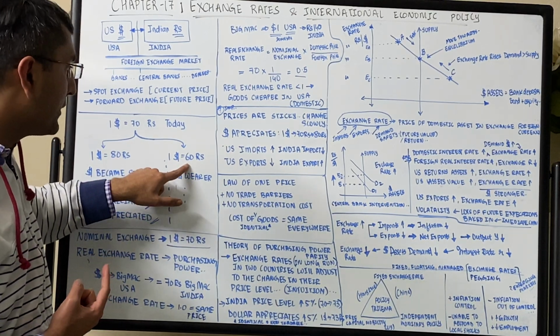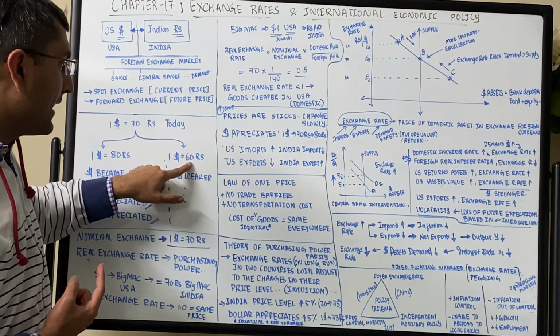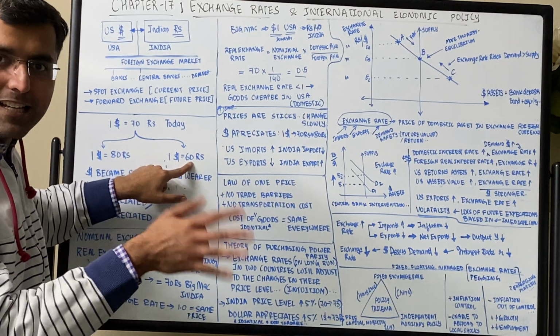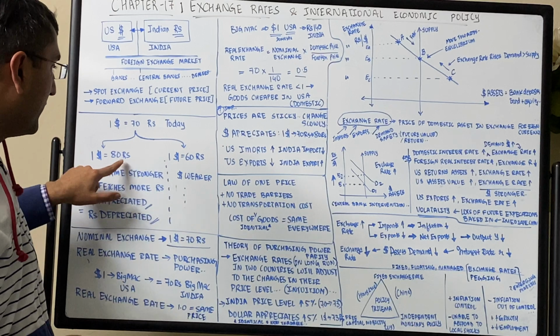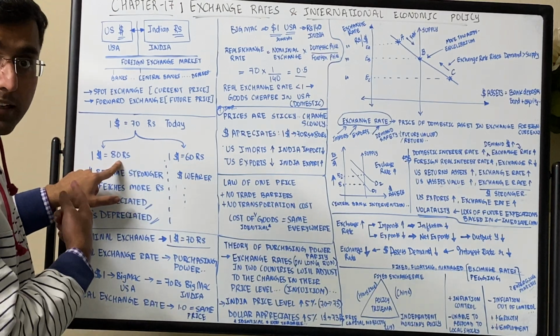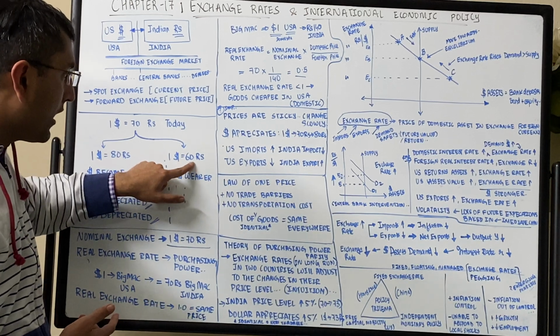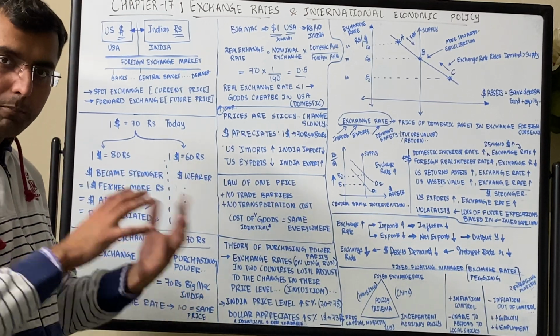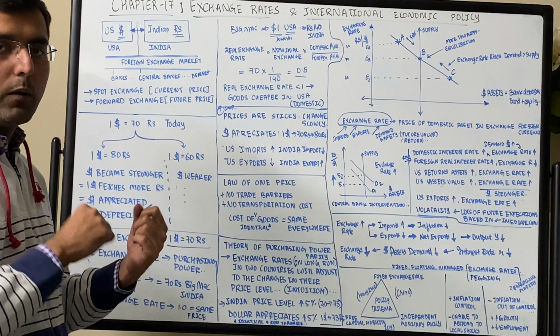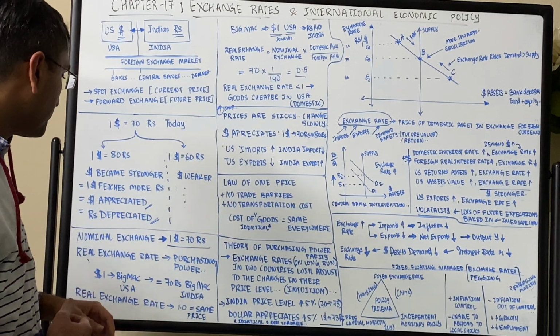So when the dollar gets weaker, the rupee gets stronger. The rupee has appreciated. People in India now only need to spend 60 rupees to get the same dollar. Before, people in India had to give 80 rupees to get just $1, right? So the rupee got stronger. So now we understand what appreciation of a currency is and what depreciation of a currency is.